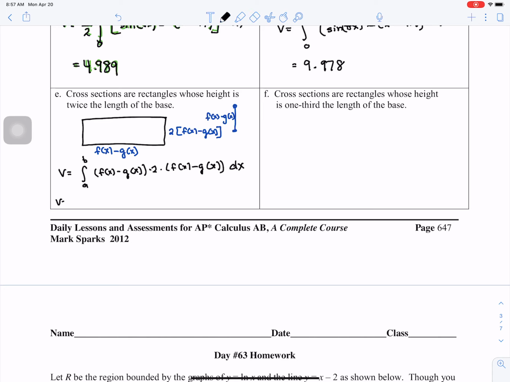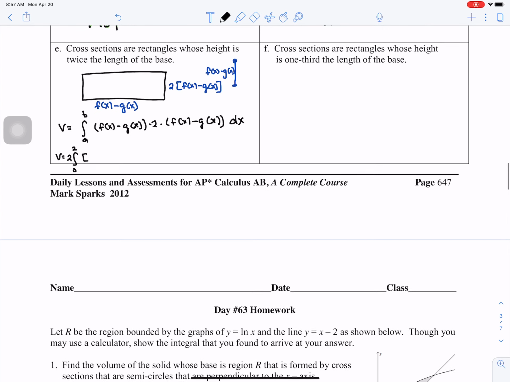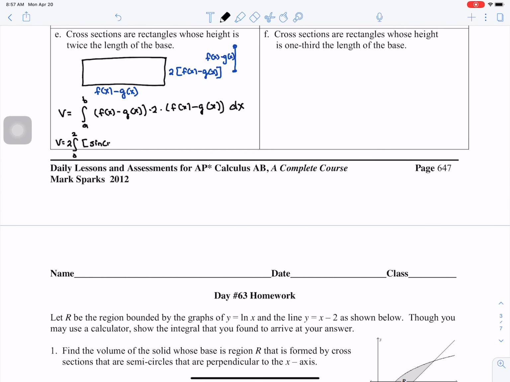So my volume would go from 0 to 2. The 2 can come on the outside because it's independent of x. I take my f of x, which is sine pi x. Take my g of x, which is x cubed minus 4x. Now you'll notice I have 2 of them being multiplied, so I square it, dx. And again, when you use your calculator, let's just say this was a calculator-based question, you should get 19.957.